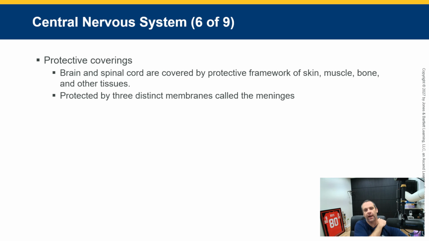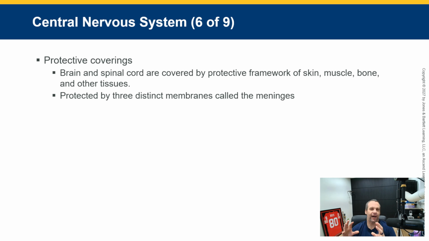Now, the brain and spinal cord sit behind a lot of protection. You have skin, connective tissue, muscle, and bone. Those all help absorb forces and form a barrier against infection. Beneath those layers, the central nervous system is wrapped in three membranes that we're going to call meninges. These membranes provide added support around that very delicate nervous tissue.